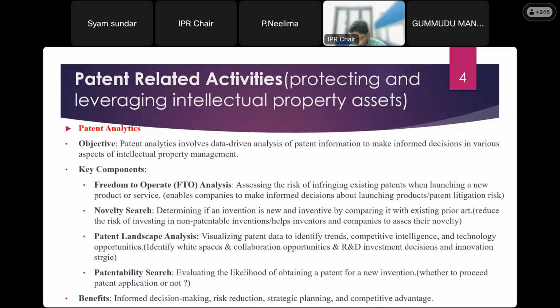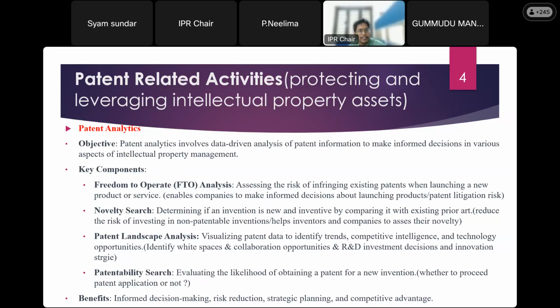Especially since you guys are from computer science and information technology, right? I am going to discuss what the opportunities are with patents, what activities you can do that normally happen with a patent. Normally patent related activities are, first of all, patent analytics, and next is patent prosecution. Actually, that will happen in the patent office.